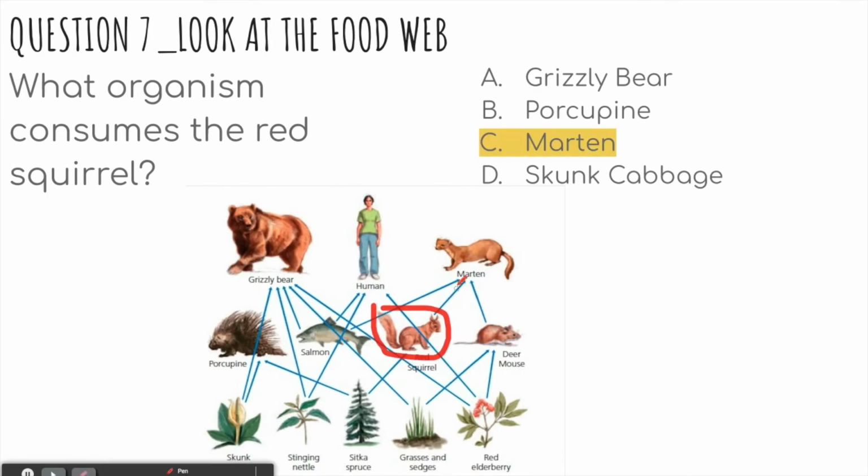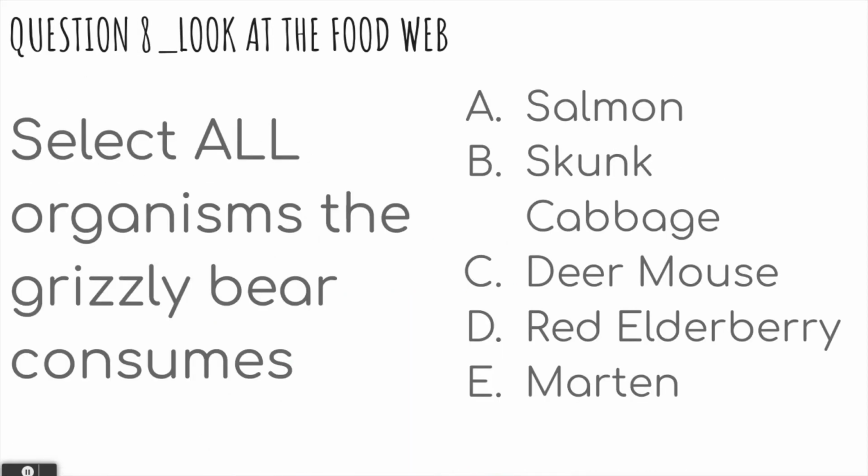If you said marten, that is correct. We see that there is one arrow from the red squirrel to the marten. That means that the marten is a carnivore who eats red squirrels for its energy. Let's move on to question 8. Question 8 asks us to look at a food web again. I will show it to you in a couple of seconds.